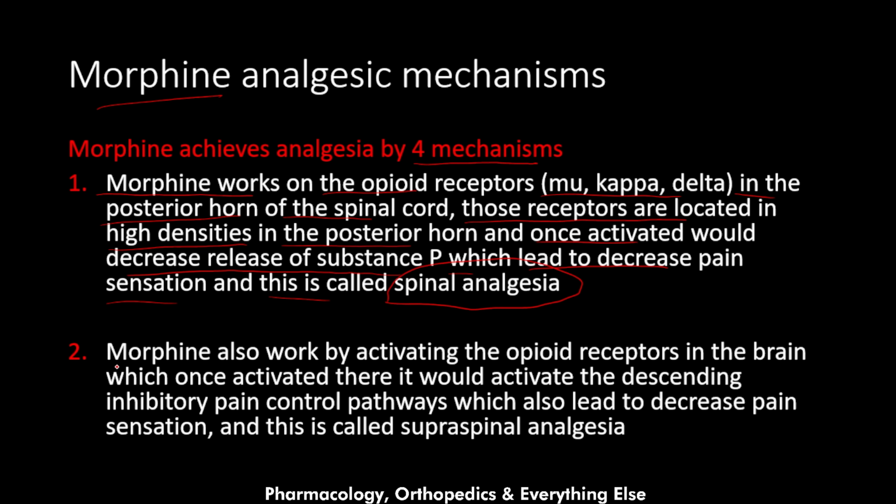Morphine also works by activating the opioid receptors in the brain, which once activated there, would activate the descending inhibitory pain control pathways, which also leads to decreased pain sensation, and this is called the supraspinal analgesia. So the second mechanism is the supraspinal analgesia, and this is by activating the opioid receptors in the brain.